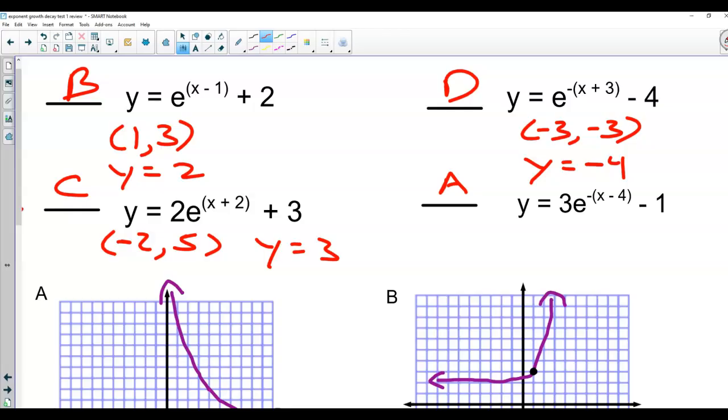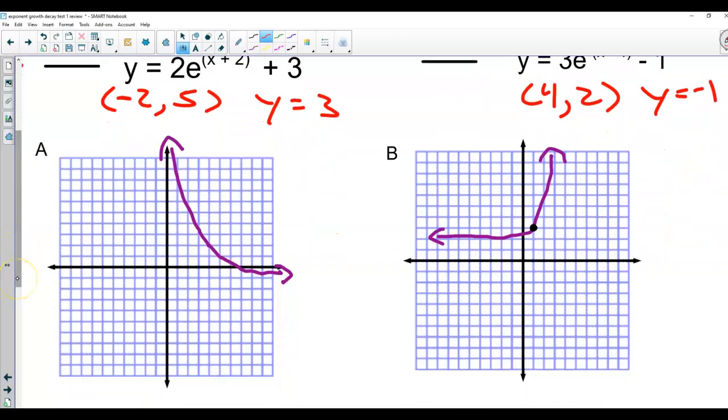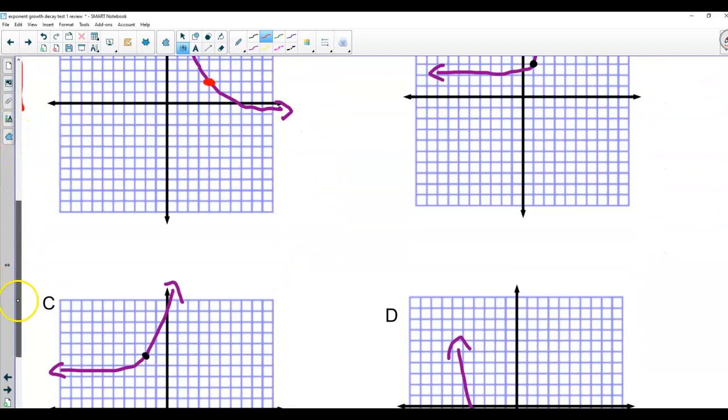We have the negative exponent, so we're going in that direction. If I plug 4 in, I get 0.42 and a horizontal asymptote of -1. Just to confirm it, 4, 2, here's my point, goes right through it, and we have a horizontal asymptote at -1. I think that's the best way to go about this.